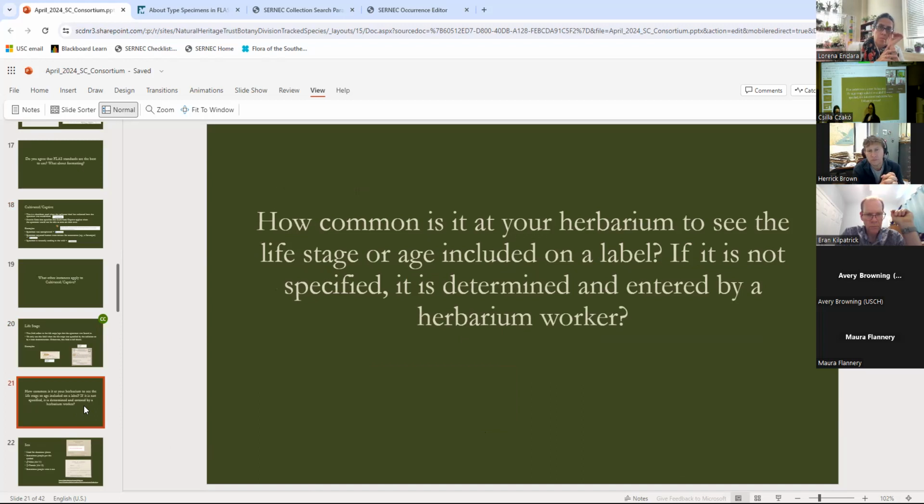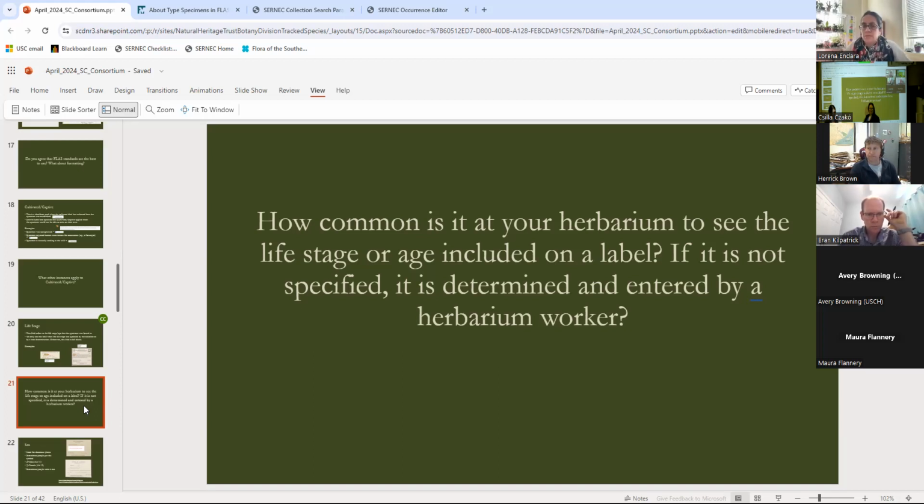So how common is it at your herbaria to see the life stage or age included on the label? And if it's not specified on the label, would you have someone else at the herbarium try to determine that and enter it anyway, or would you leave it blank?